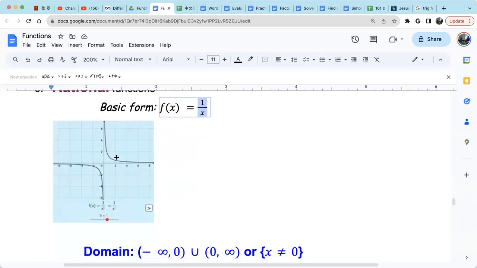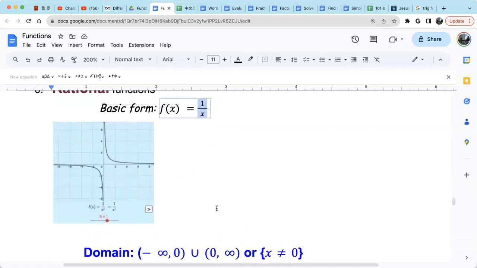So this is a graph of 1 over x. You see it has 2 branches, or 2 pieces of string. One in the first quadrant, one in the third quadrant. And of course, what is the domain of this one?